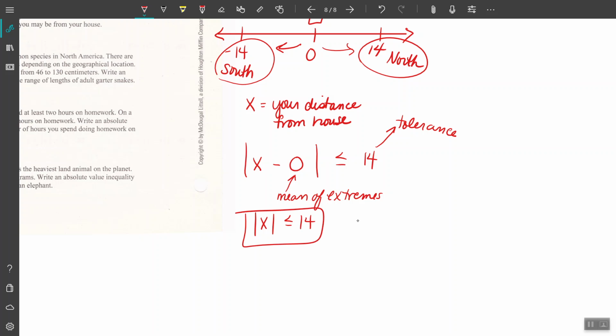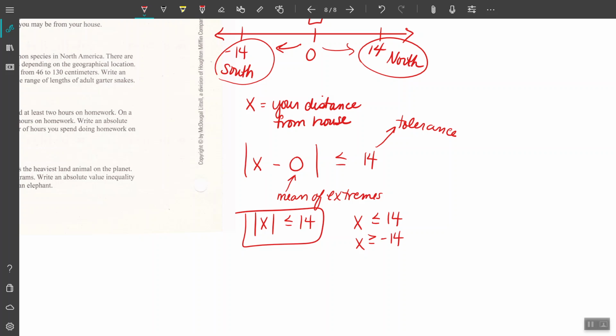If you solve for it like you did in the other problems, like if you said, what are the exact values of x? You would get x is less than or equal to 14, and then you would have to acknowledge that absolute value sign by changing the inequality and taking the opposite of that 14.